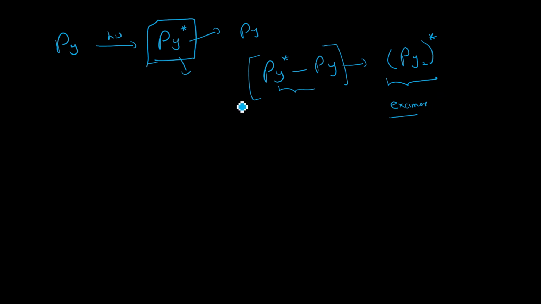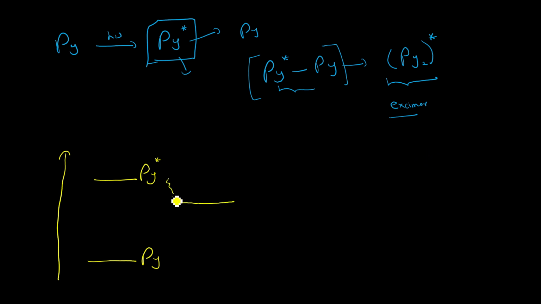This is stabilized, right? If I draw the energy diagram, here we have the pyrene molecule, here we have the excited pyrene molecule. Now when the excited pyrene molecule forms weak bonds with another pyrene molecule in order to form the excimer, it will get stabilized like this. This is the excimer.